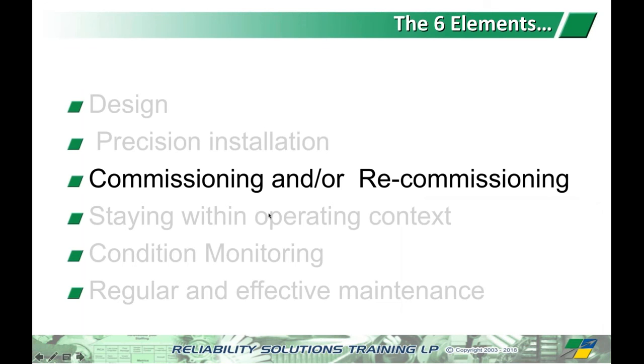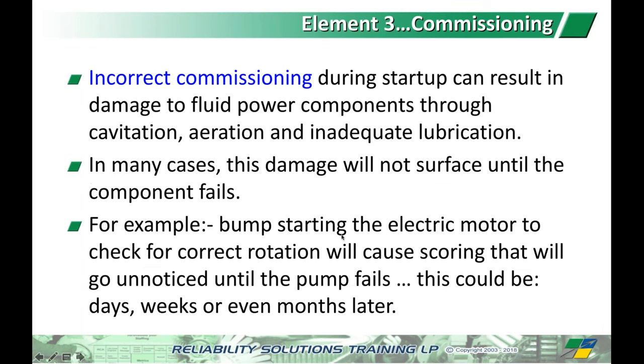So once I've installed it, the next thing I have to do is commission it. And in commissioning, we can certainly destroy the machine as part of that process. An example of that is maybe I'm bumping the motor to check for rotation. Of course, it's a C-face mount, so it's extremely hard to split the coupling. So I bump the motor and get it wrong. Now I run my hydraulic pump backwards and dry, basically. Even for a few revolutions, that can cause scoring, which will lead to damage.